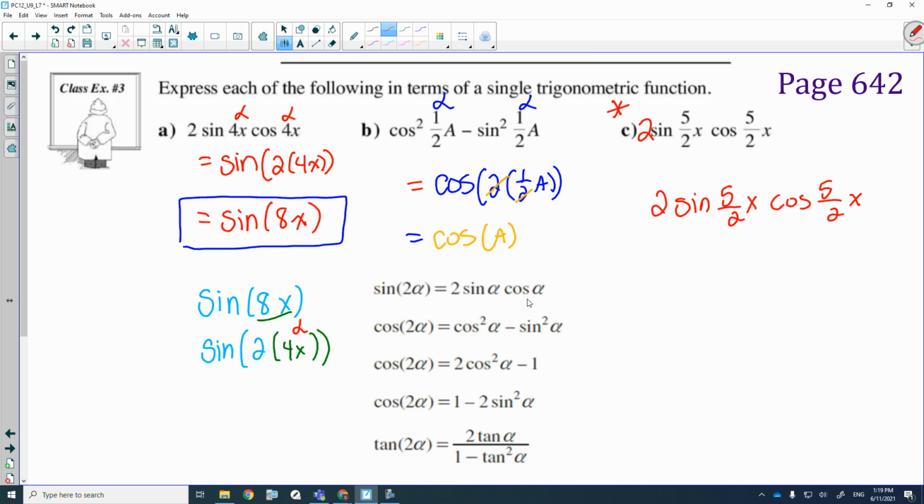But here's the thing. You can't just decide in math to add a 2 out of nowhere, right? You can't do that. If you want to do that, you need to balance it. So how could you balance the 2 that you added?